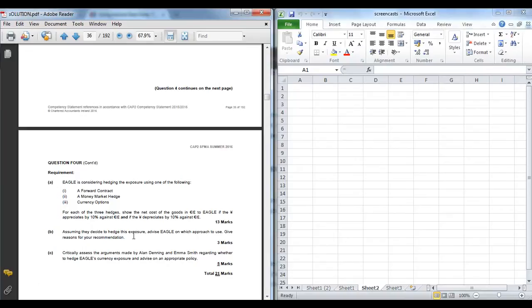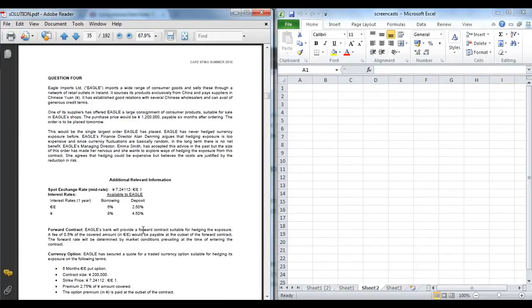Finally, part C is more of a generic risk question around critically assess the arguments made by Alan and Emma regarding whether to hedge the currency exposure and advise an appropriate policy. So again, this is a common one that has appeared a number of times. It's the pros and cons of hedging and whether they should or should not engage in that practice. So again, when you get a chance now, go back up, have a read through the question. We'll just have a look at the core basics.